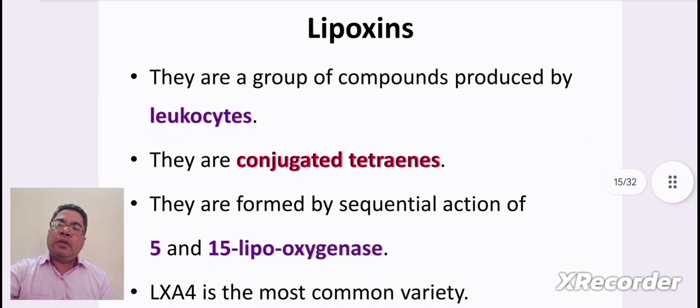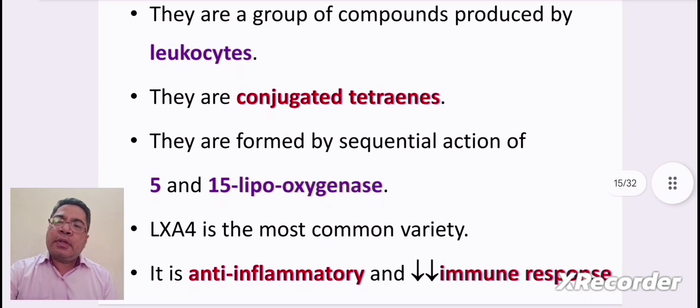Coming to lipoxins, they are a group of compounds produced by leukocytes. They are conjugated tetraenes. They are formed by the sequential action of 5 and 15 lipoxygenase. Lipoxin A4 is the most common variety. It is anti-inflammatory and it decreases immune response.